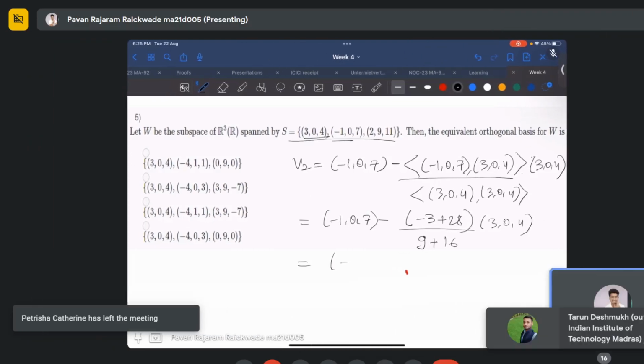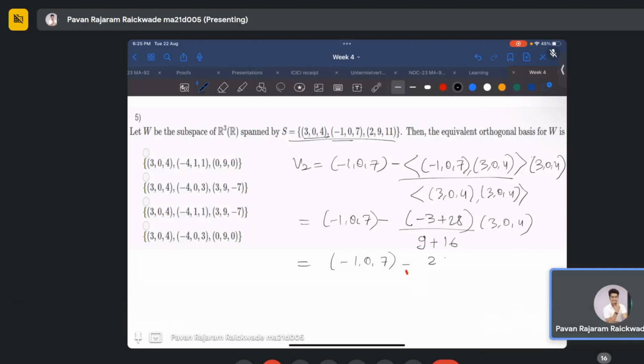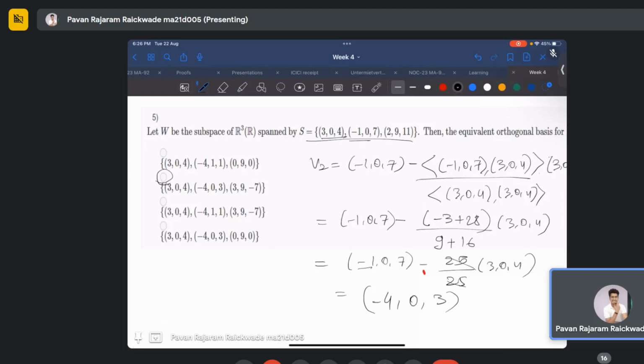So this is minus 1, 0, 7 minus 25 upon 16 plus 9, again 25, times 3, 0, 4. Oh, sorry, this is minus 1. Minus 1 minus 3, this is minus 4. Minus 4, 0, 3. So you are in either option 2 or option 4.